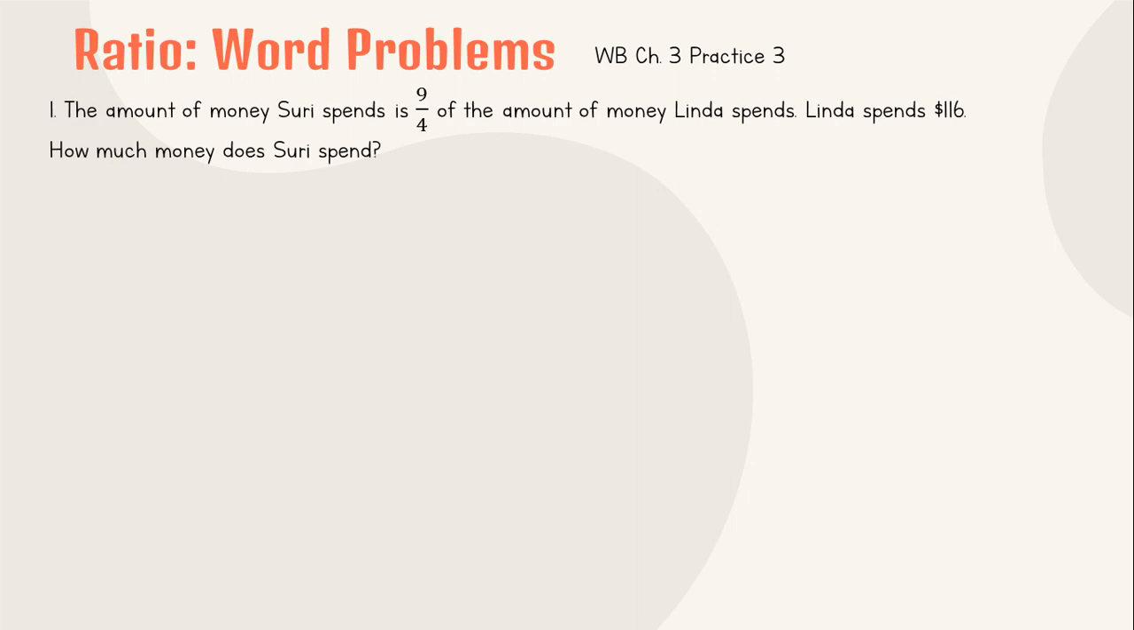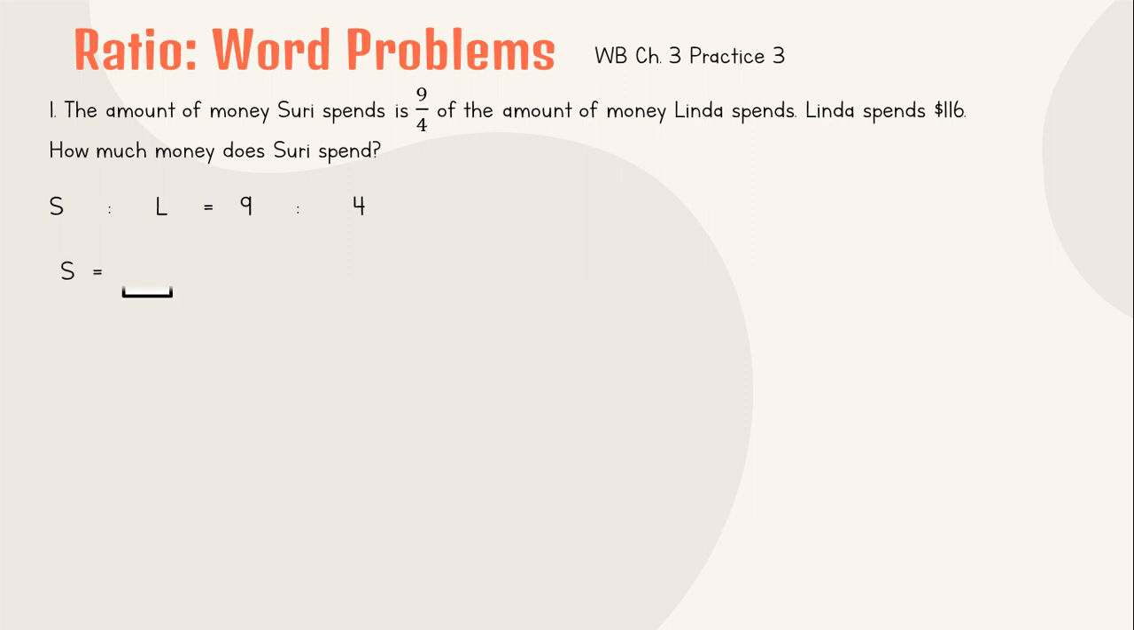Go to the workbook, chapter 3, practice 3, number 1. The amount of money Suri spends is 9 per 4 of the amount of money Linda spends. Linda spends $116. How much money does Suri spend? So do we know the ratio of Suri to Linda? Yes. So Suri to Linda is 9 to 4.